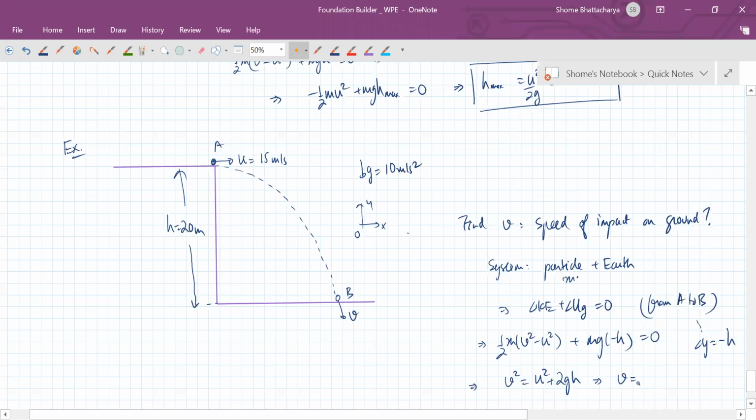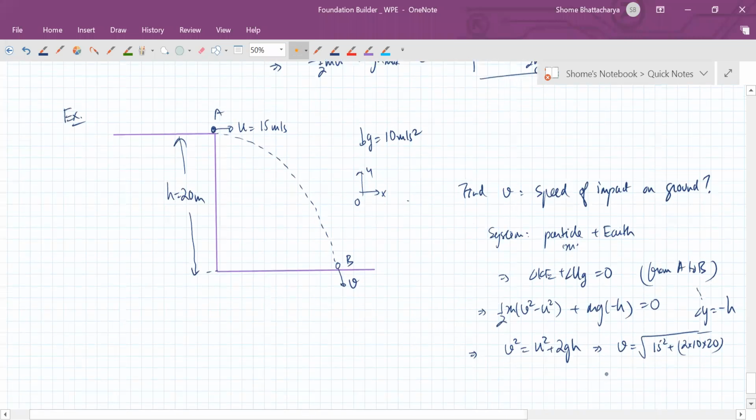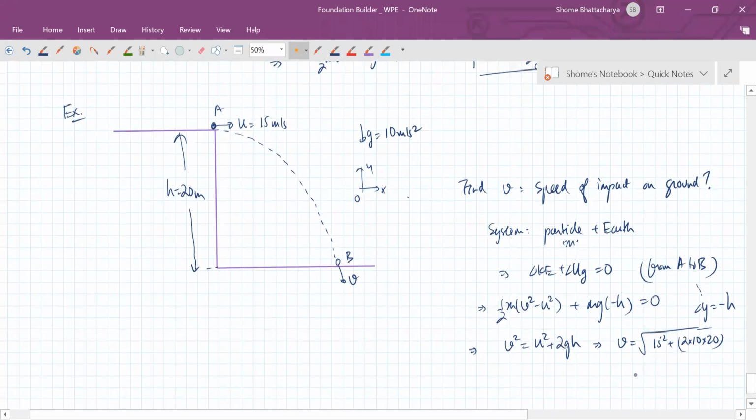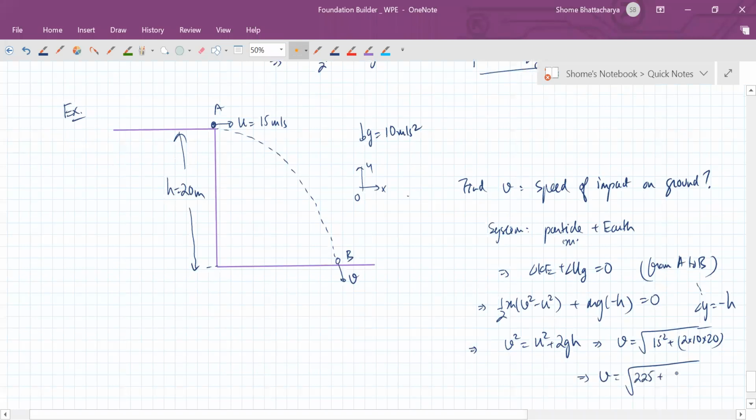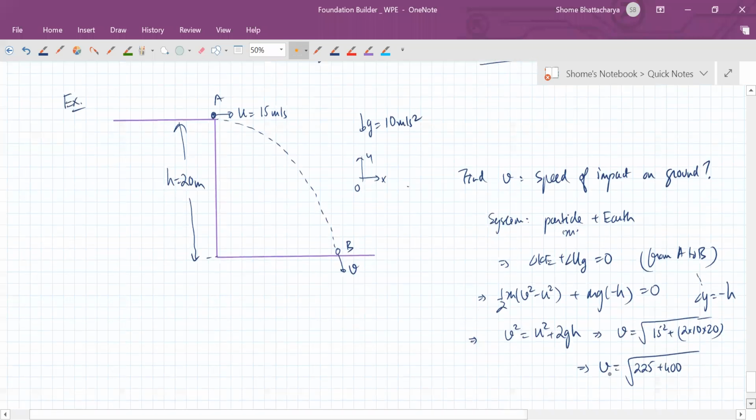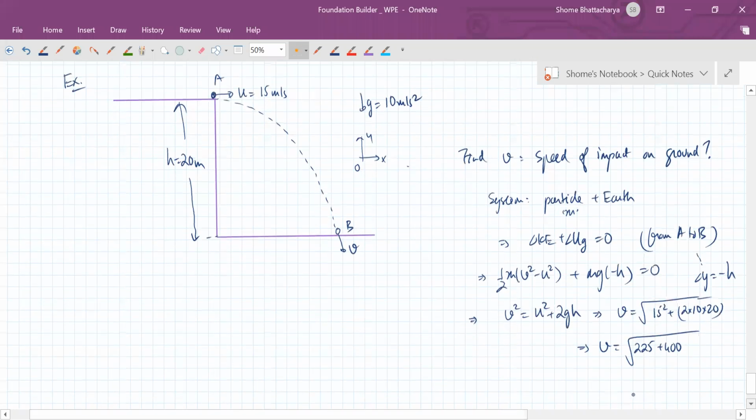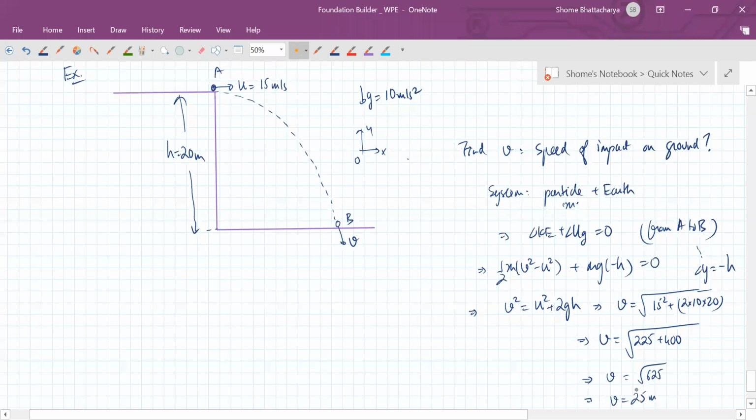And here you will get v as square root of 15 square plus 2 into 10 into 20. So you get this speed as square root of 225 plus 400, that's square root of 625. Here v we are just taking as the speed, so we won't write it as plus minus. It's a modulus quantity. So 25 meters per second is the speed with which it hits the ground. So you can see that this type of question is a very simple application.